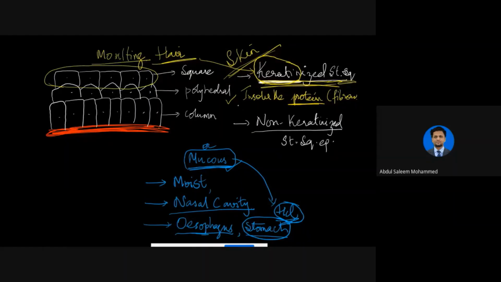Okay, now coming to the next, the non-keratinized stratified squamous epithelium. Non means absence of keratin protein. So this keratin protein is absent in the cells, and the cells are devoid of this protein. That is the reason the tissue is called non-keratinized stratified squamous epithelium. The structure of the cells and the arrangement remain the same. The only difference is the absence of the protein. So that is about the non-keratinized stratified squamous epithelial tissue.